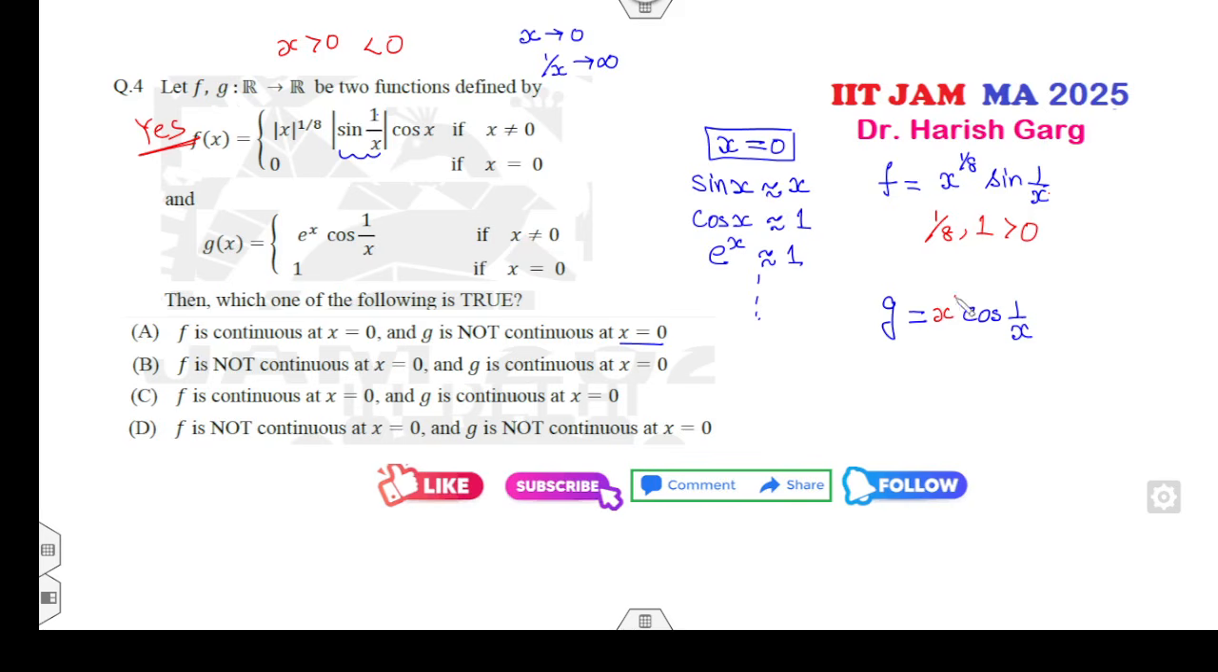In this case x is 0 and 0 is not greater than 0. So g is not continuous. g is not continuous. So f is continuous. g is not continuous. Again, A is the right answer of the problem.